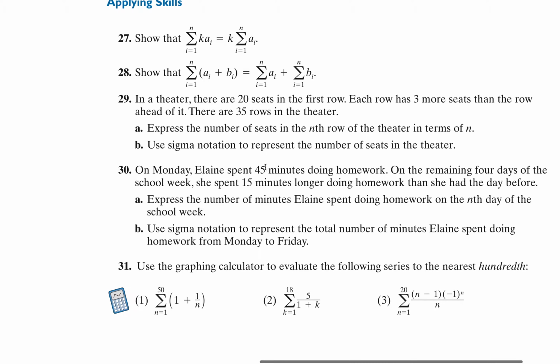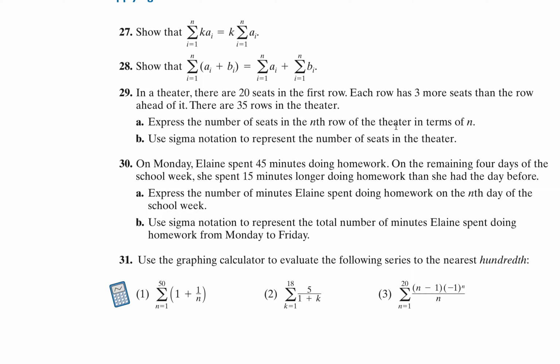Question 29. In a theater, there are 20 seats in the first row. Each row has 3 more seats than the row ahead of it. There are 35 rows in the theater.